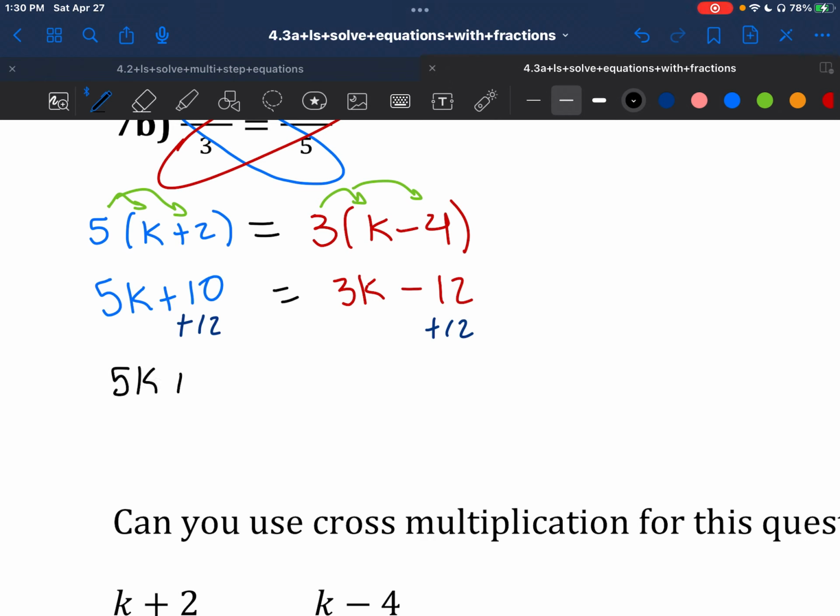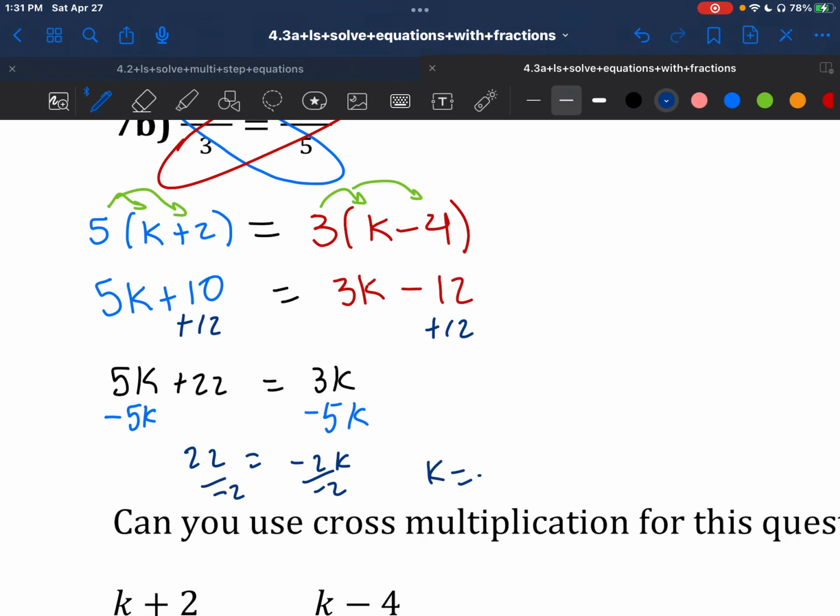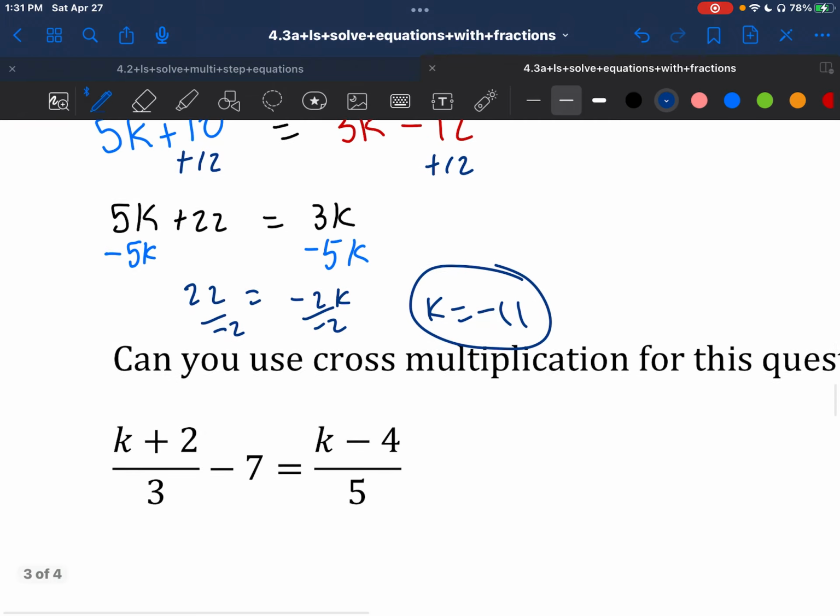And then we could do 5k plus 22 equals k minus 5k. I'll do a different color. Okay, and then we're gonna have 22 equals negative 2k divided by negative 2. And then we're gonna have k equals negative 11.